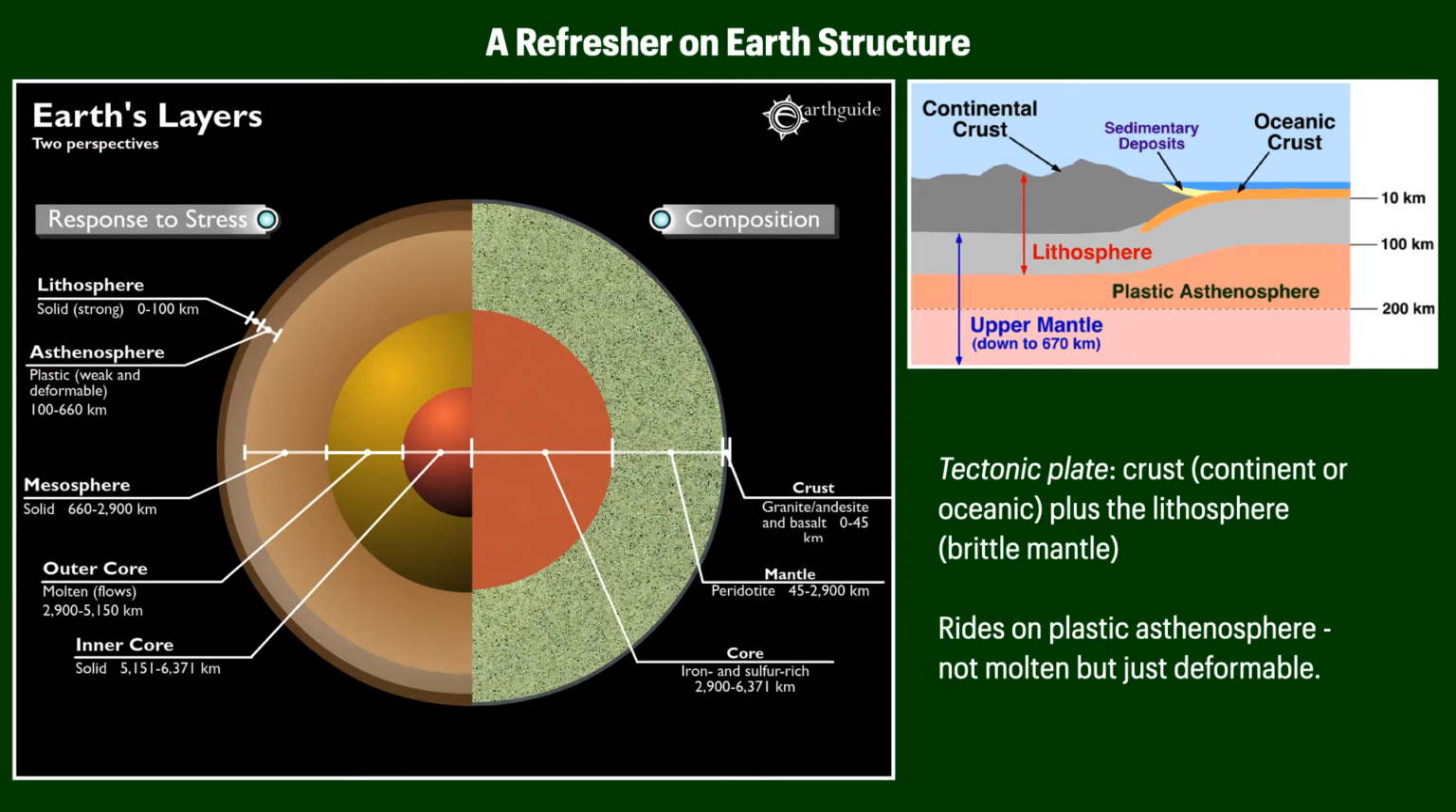So a tectonic plate is made up of the crust, which is a compositional layer, the continental crust and the oceanic crust, plus the lithosphere, that top part of the mantle that is brittle, that's strong. And it sits on top of the plastic asthenosphere that isn't molten. It's just solid and deforming.